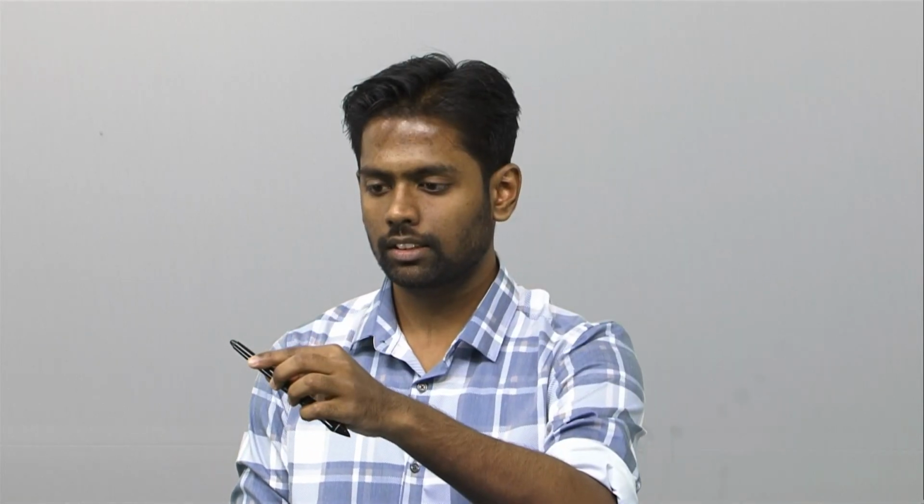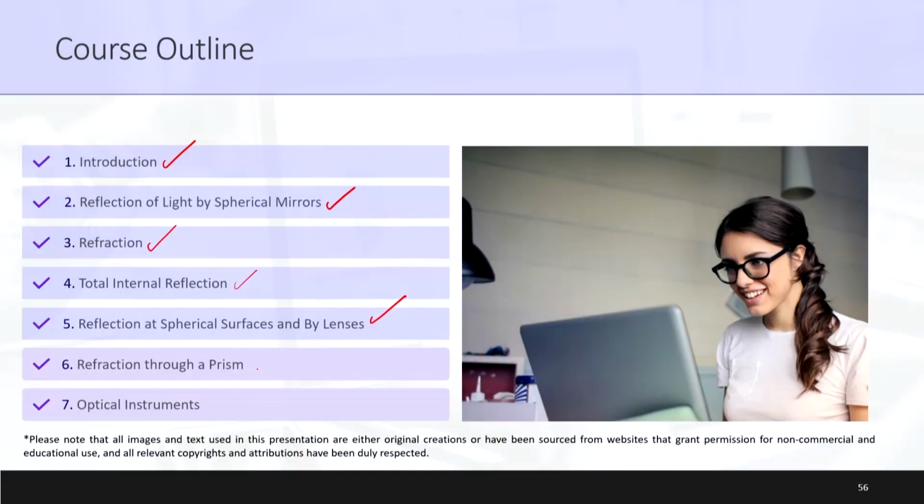Then parallel rays go to the focus, and any light which goes through the pole has angle of incidence equal to angle of refraction, and any light which goes through the focus comes out parallel to the principal axis. Okay, so all these things were understood in the fifth point.